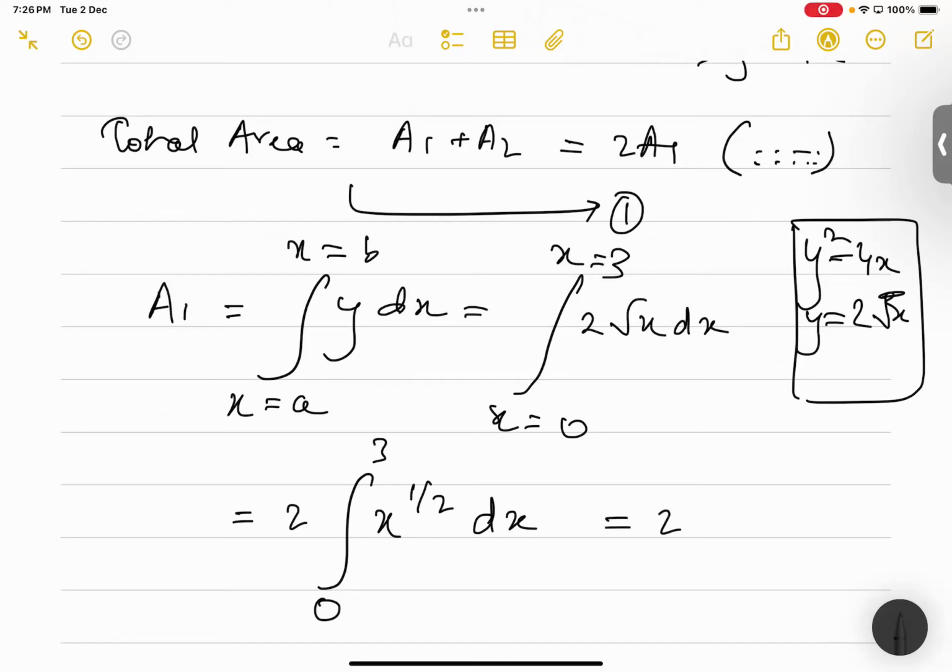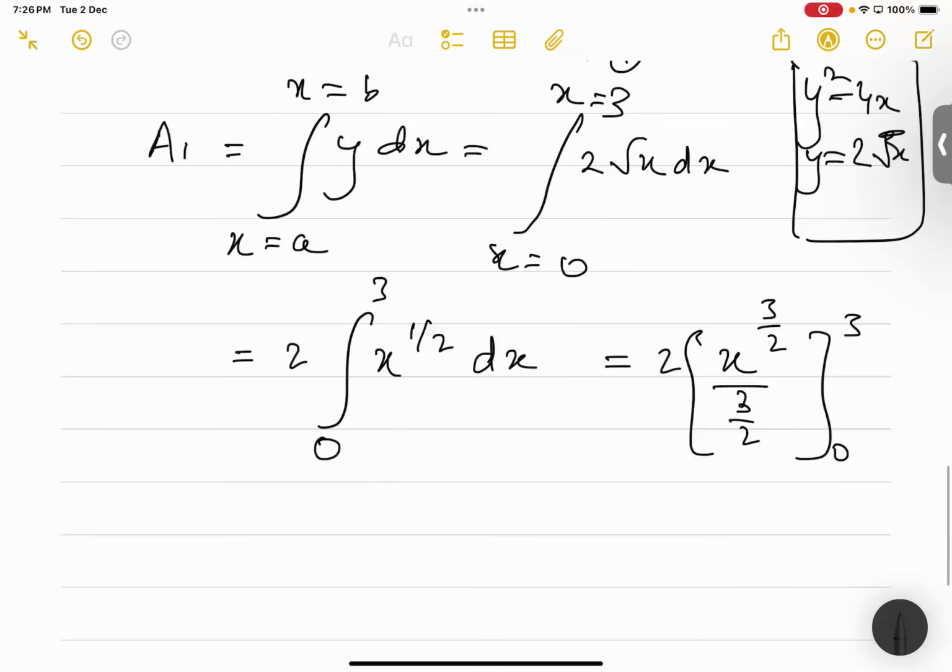Right? So 2 x raised to 3 by 2 upon 3 by 2, from 0 to 3. Now which formula is this? You are practicing integration, so tell me which formula is x raised to n. This is x raised to n. Right? So now this 4 will go up, 4 by 3. Constants will go outside. Denominator will become numerator.